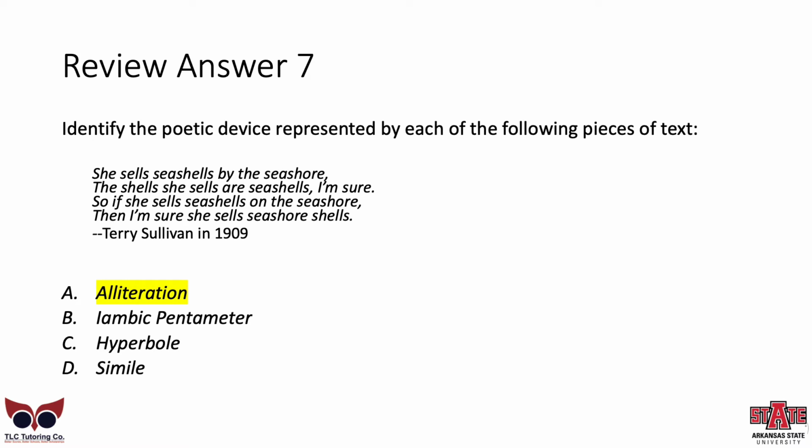As you can see in the example, she sells seashells by the seashore. You have a repetition of an initial sound. This is alliteration. You'll remember that iambic pentameter refers to the pattern of accented and unaccented syllables and the number of feet per line. You'll remember that a hyperbole is an exaggeration used to make a point, and a simile is a comparison that uses like or as.